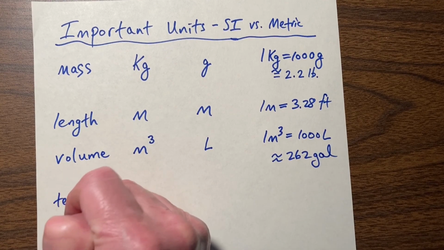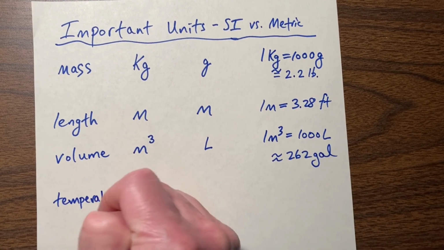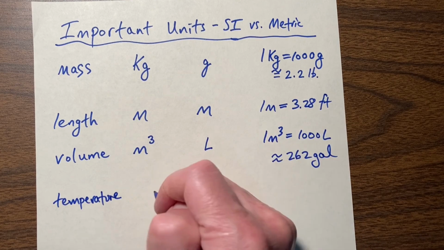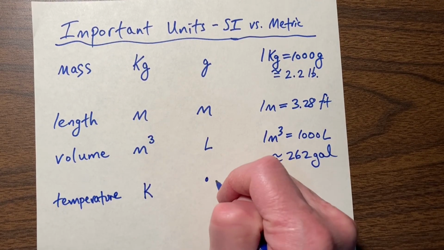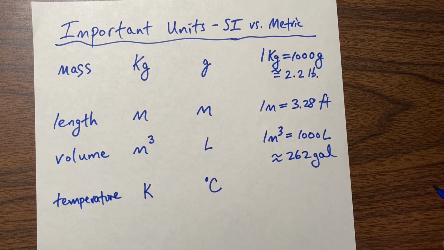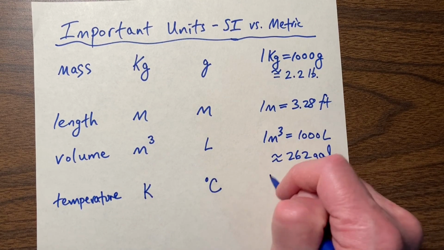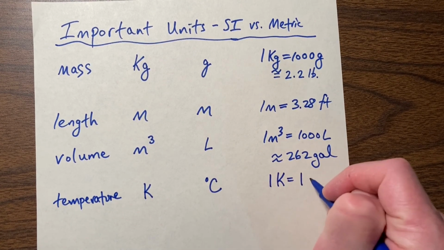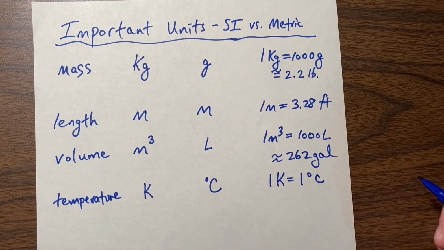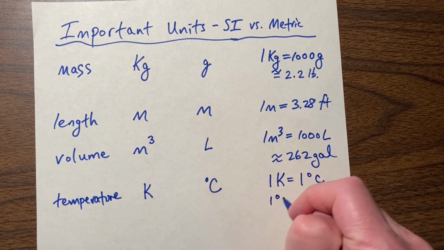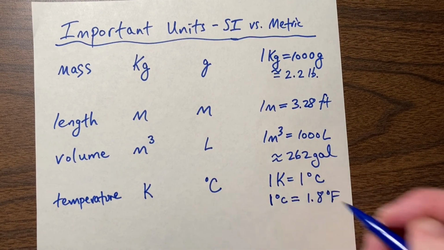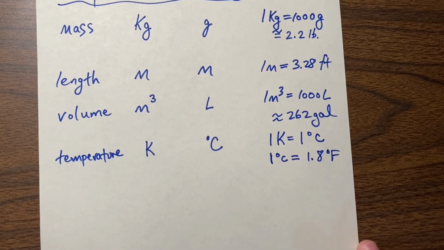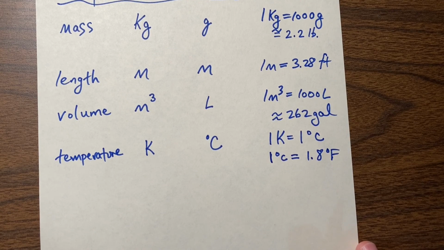Temperature is another base unit we're going to deal with a lot. The unit in the SI system is a Kelvin. The base unit in the metric system is a degree C. But the nice thing with these is that 1 Kelvin is equal to 1 degree C. 1 degree Celsius is equal to 1.8 degrees Fahrenheit. So a degree C is actually a little bit larger than a degree Fahrenheit.